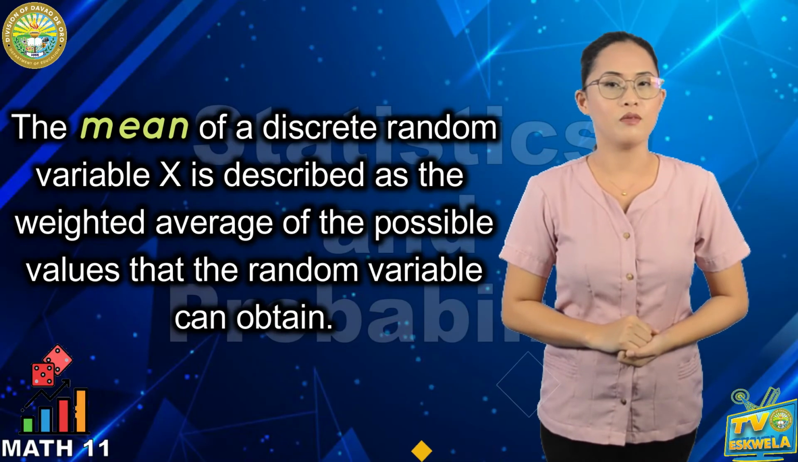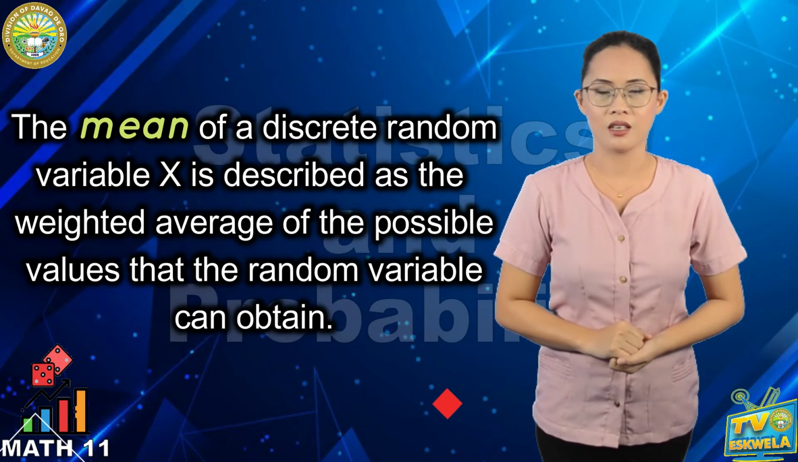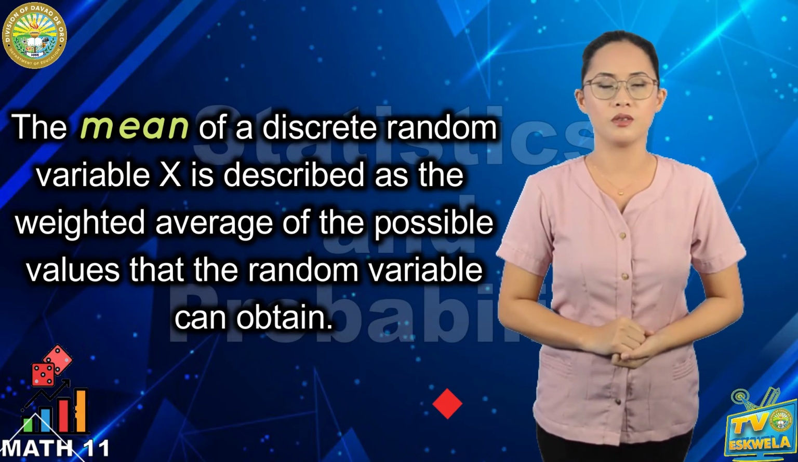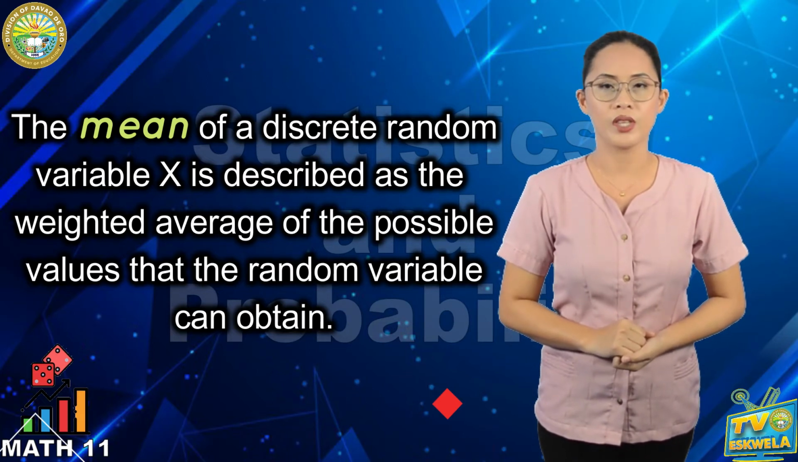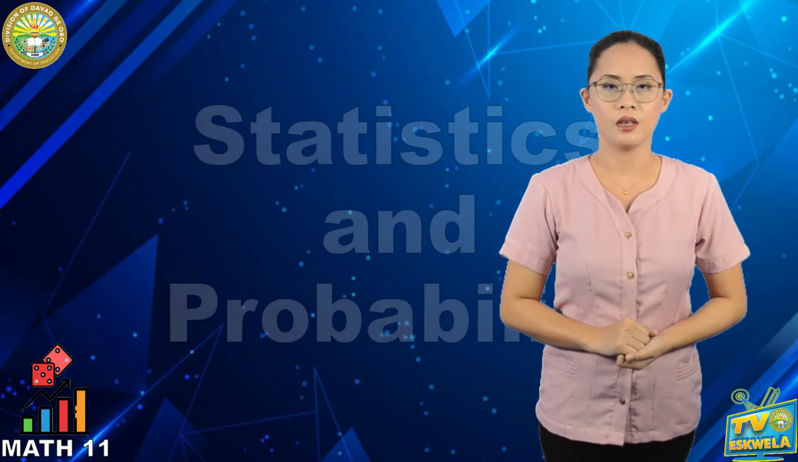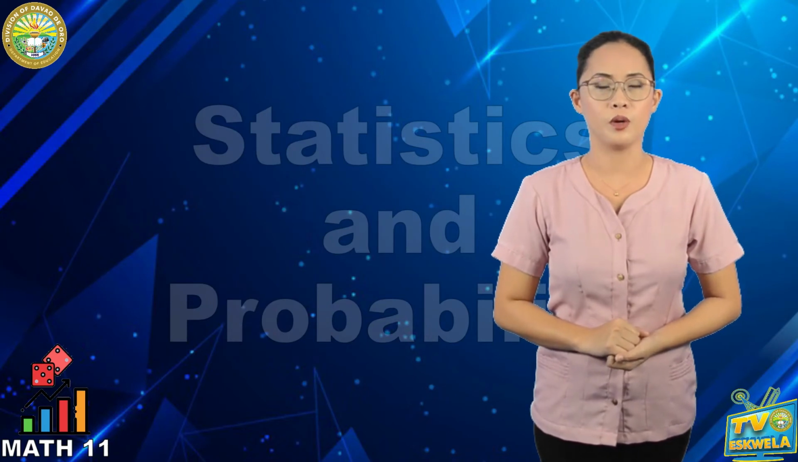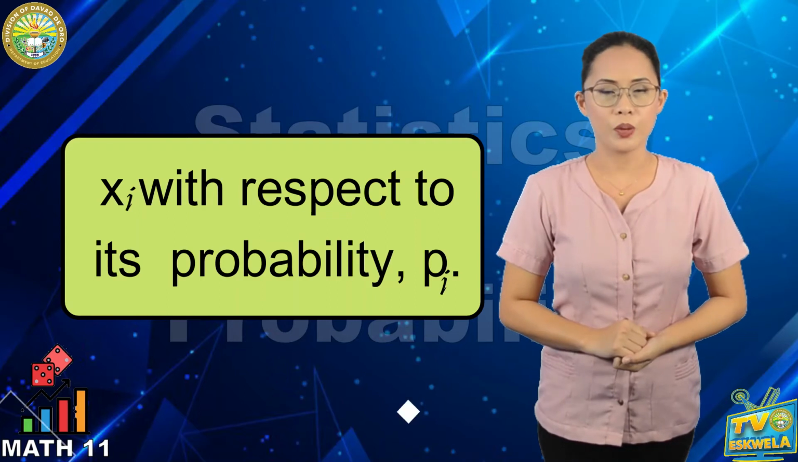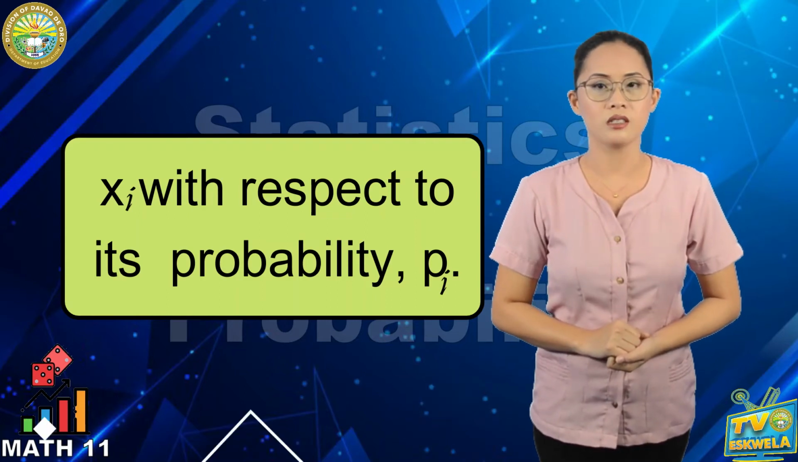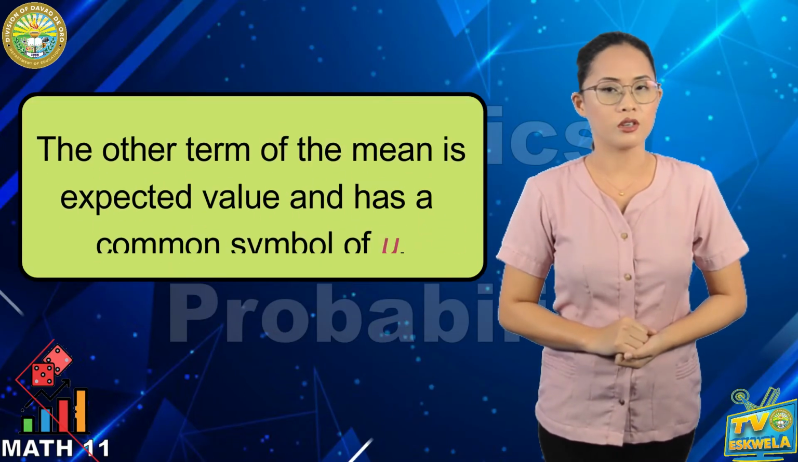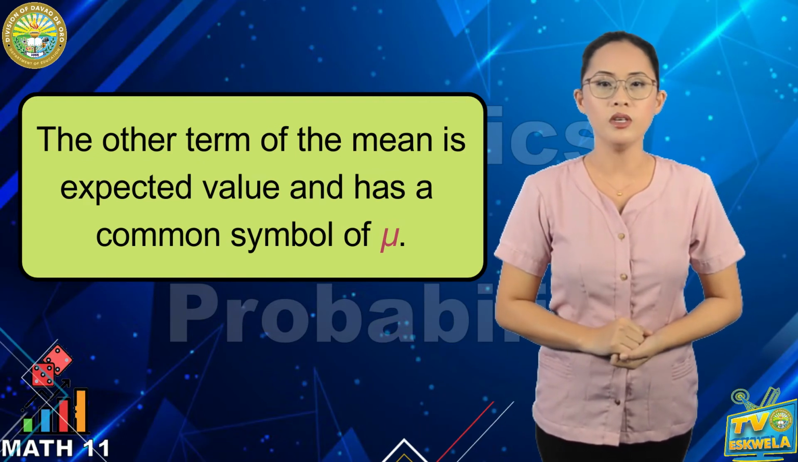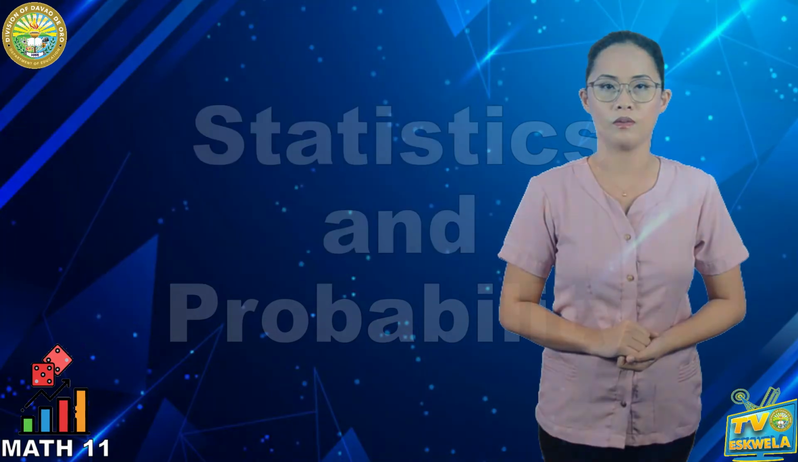The mean of a discrete random variable x is described as a weighted average of the possible values that the random variable can obtain. The mean of a random variable weights each result x sub i with respect to its probability p sub i. The other term for the mean is expected value, and it has a common symbol of mu.